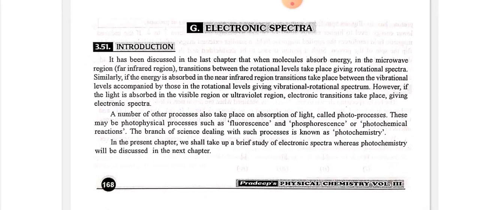However, if light is absorbed in the visible region or ultraviolet region, electronic transitions take place, giving electronic spectra. A number of other processes also take place on the absorption of light, called photoprocesses. These may be photophysical processes such as fluorescence, phosphorescence, or photochemical reactions. The branch of science which deals with such processes is known as photochemistry. In the present chapter we shall take up a brief study of electronic spectra, whereas photochemistry will be discussed in later chapters.